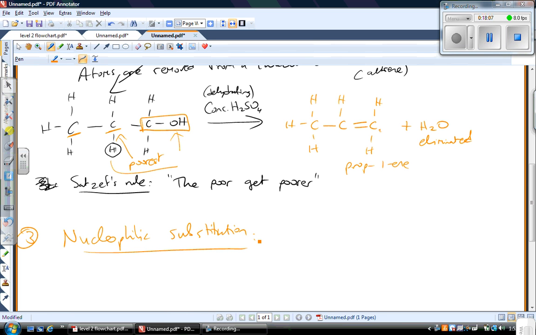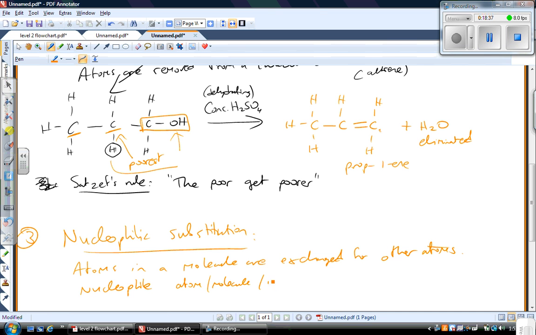Okay, so a substitution reaction, by definition, simply involves atoms in a molecule being exchanged for other atoms. Now, a nucleophile, by definition, is something, so it's an atom, or a molecule, or an ion. So let's just call it a species with a negative center. And it's best to just look at some examples.